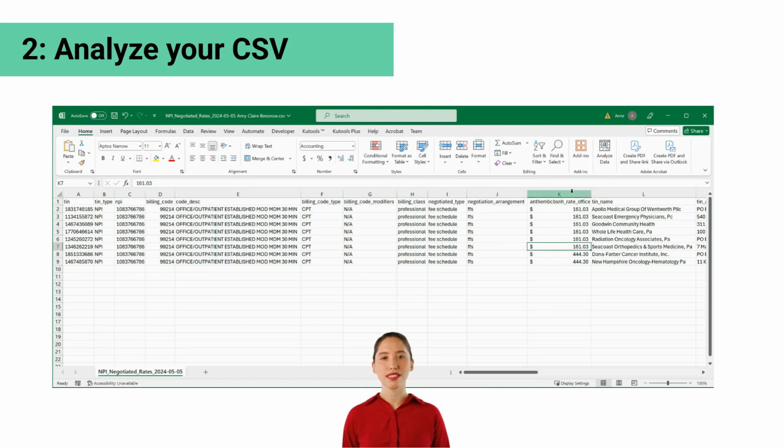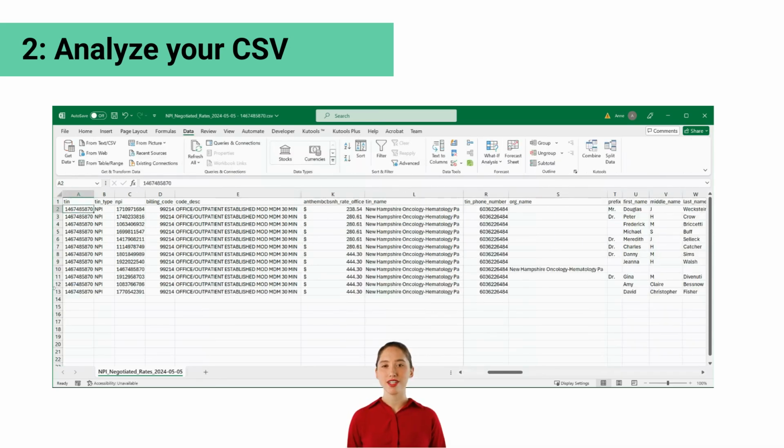So, if you're trying to answer the question, what is Dr. Besnow's negotiated rate for office visit 99214 in place of service 11, you'll have to factor in which parent organization her services are being billed under. You can also run the same report to include different places of service, like a nursing facility or hospital.